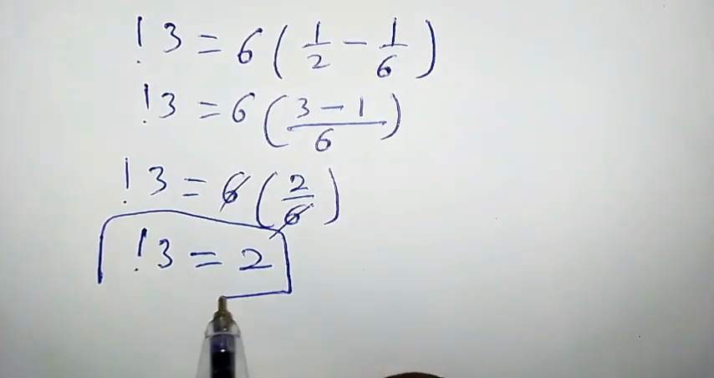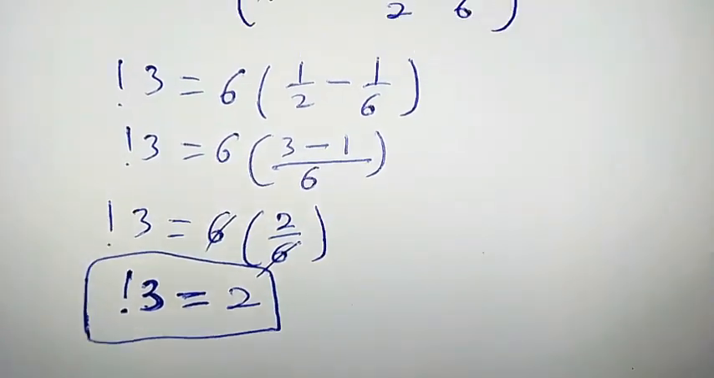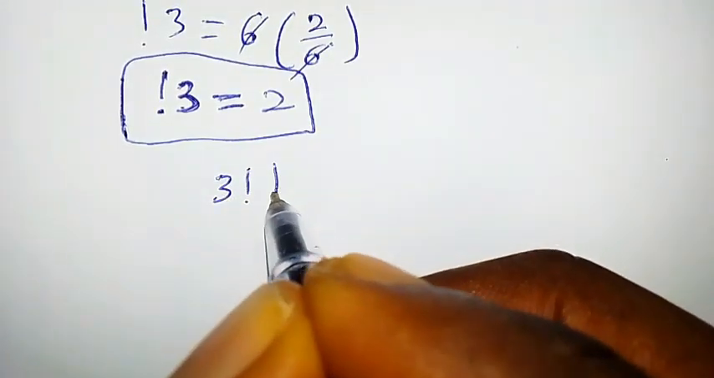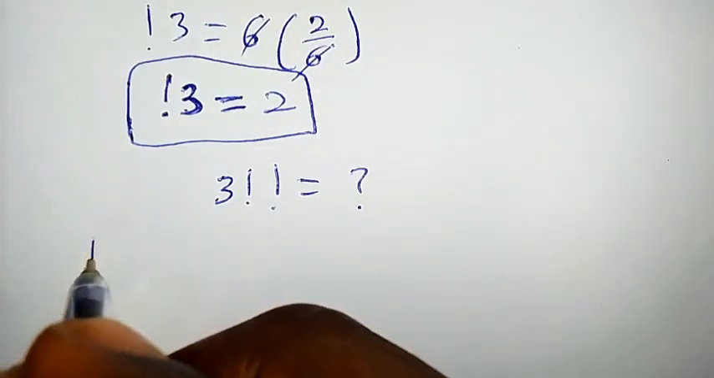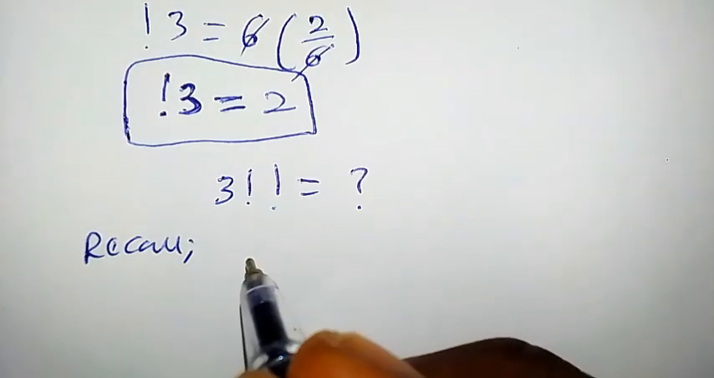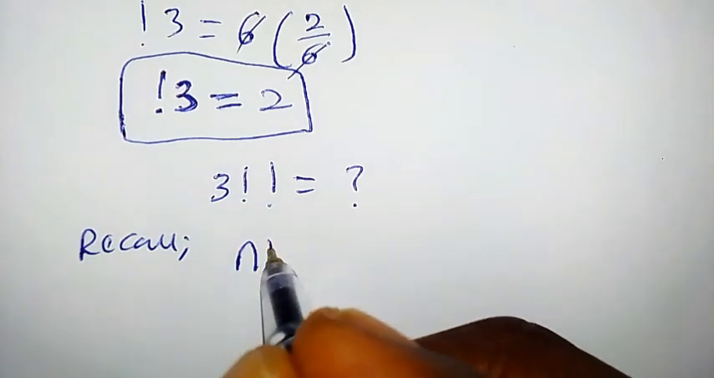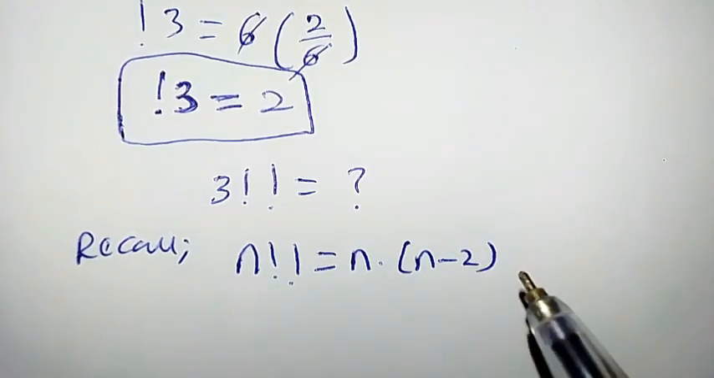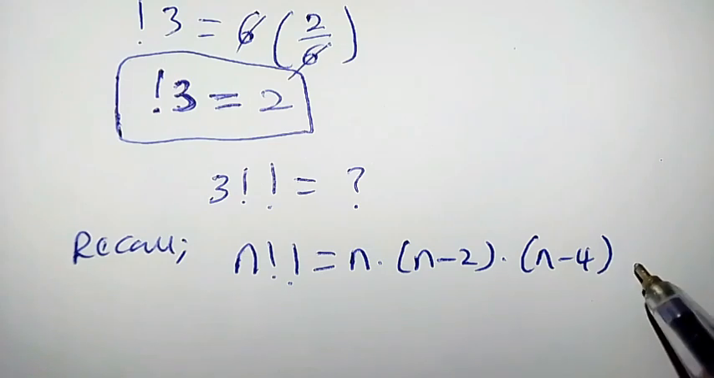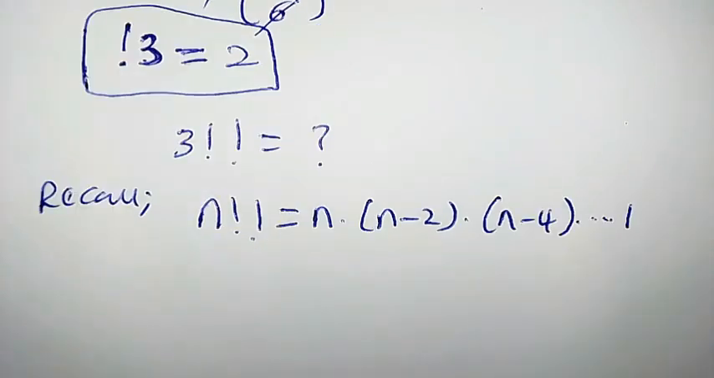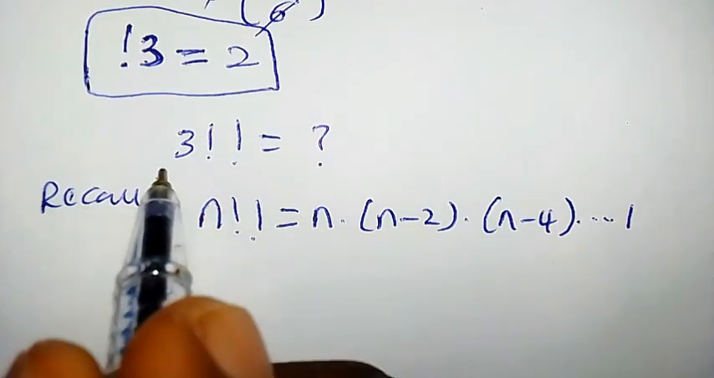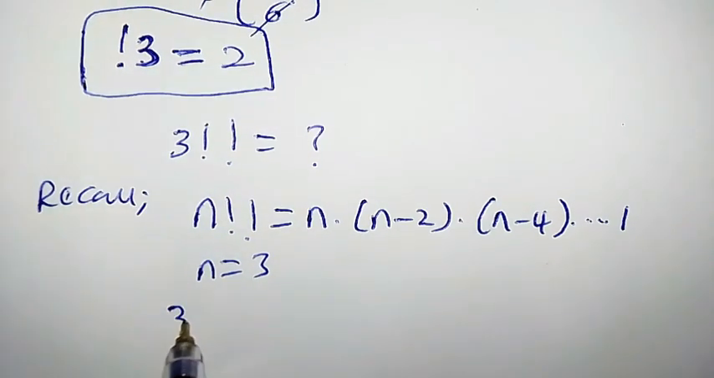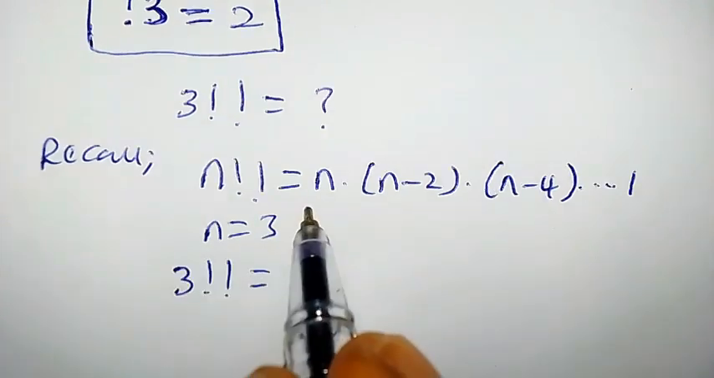Take note of this. Now, let us consider the double factorial. 3 double factorial is equal to what? Recall that the double factorial formula is given by n double factorial equal to n times n minus 2 times n minus 4 times on and on like that times 1. In this case, our n happens to be equal to 3. So n is equal to 3. From this line, we have 3 double factorial equal to, our n is 3.